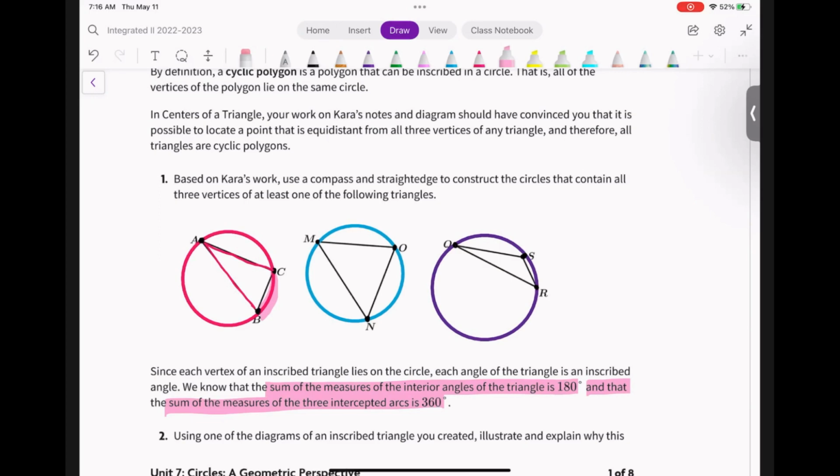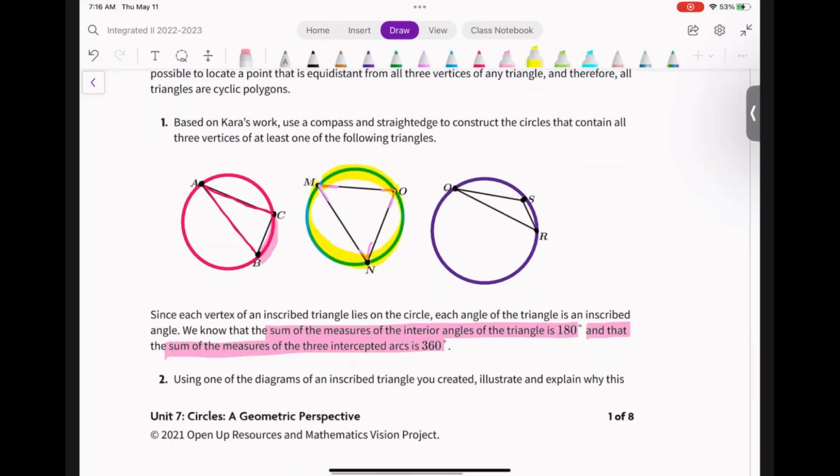So for me, this makes sense because each of these angles here add up to 180, and each of these arcs here will add up to 360, because that's what a circle is. And again, your question is how is that going to be related later?